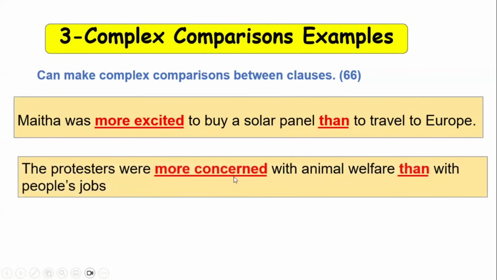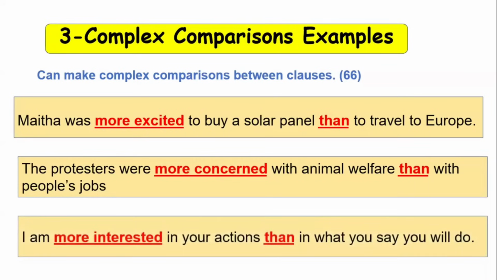The protesters were more concerned, كانوا أكثر قلقا with animal welfare, بخصوص رفاهية الحيوان, than with people's jobs, أكثر مما يخص وظائف الناس. Okay, so as you can see here, again, here we have with, and then with again. And it relates to the word concerned, because we say concerned with, قلق بخصوص. Another example, I am more interested in your actions than in what you say you will do. أنا أكثر اهتماما بأفعالك أكثر من مما تقول أو ستفعل.